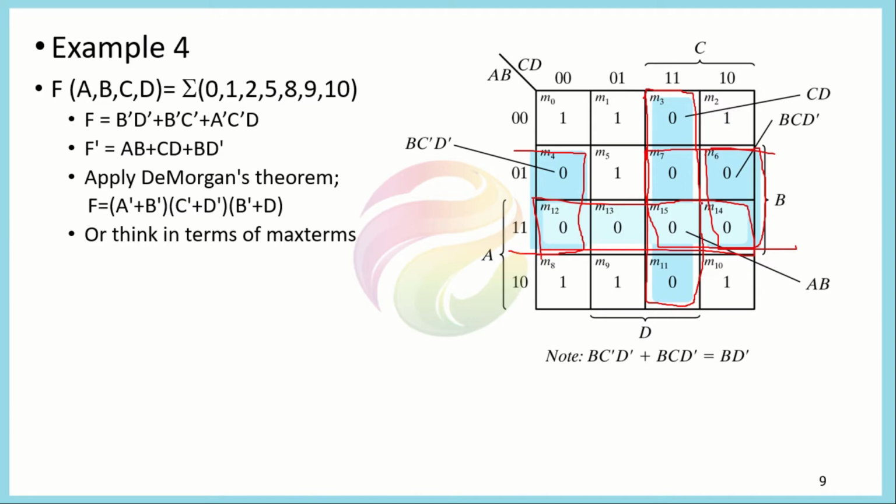Again, there are many possibilities for how you can combine the zeros. If you just combine the zeros here, you will get this expression. Instead of the ones, if we want to minimize the complement function, then we look at the zeros instead of the ones in the map, and then we try to find the adjacent zeros instead of the adjacent ones.